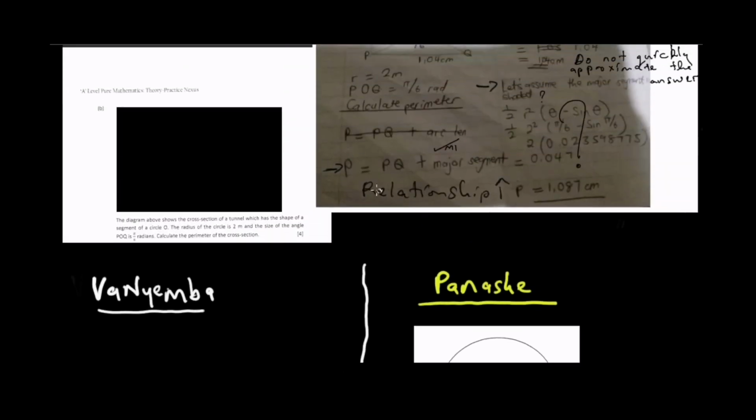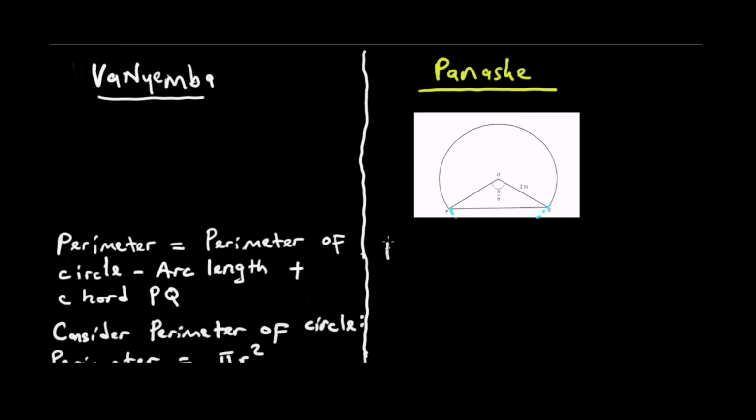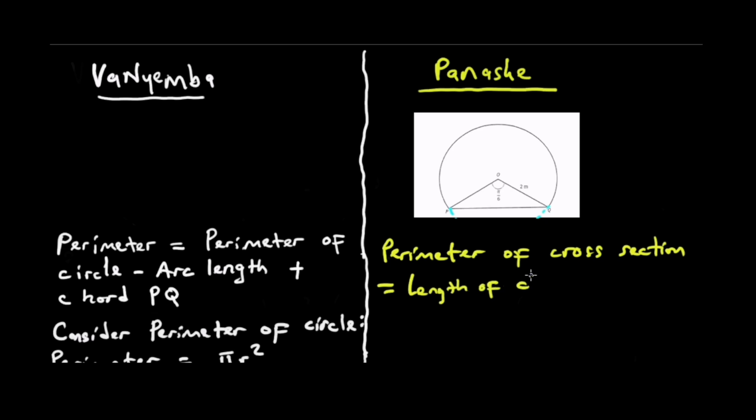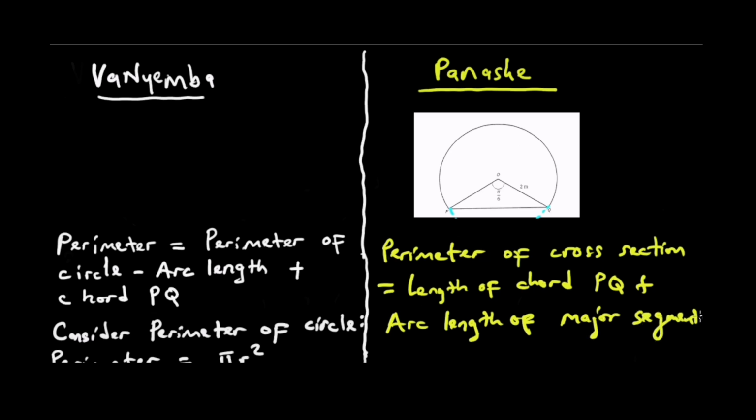We just write it as it is. Perimeter is equal to PQ plus major segment. So we say the perimeter of the cross section, this is the relationship. The perimeter of the cross section is equal to the length of chord PQ plus the arc length of the major segment.